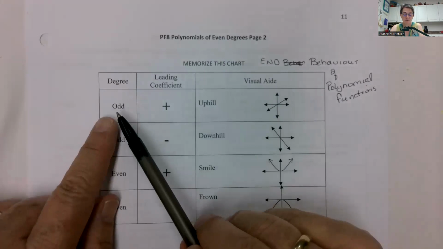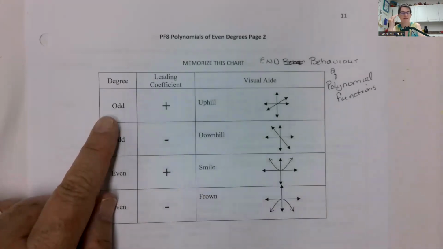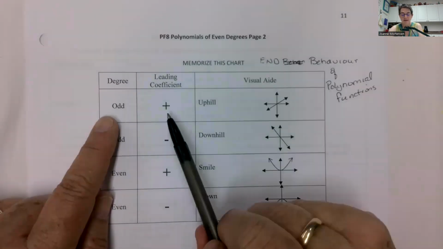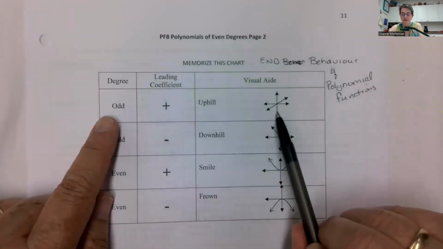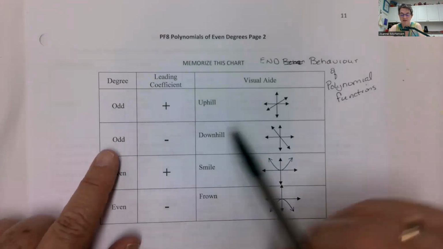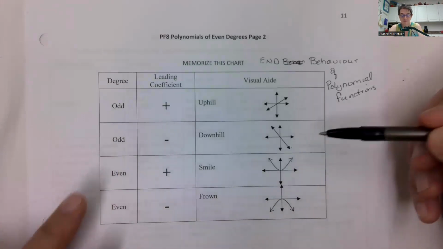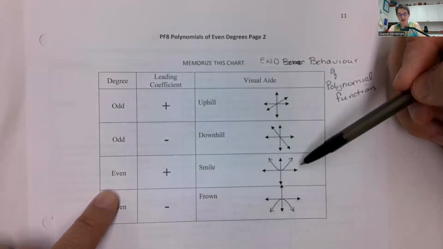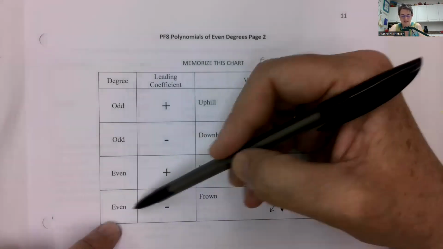So this is how my brain does it. If it's odd, okay, it's going to be a line, either uphill or downhill. And then I look: if it's odd positive, it's uphill. If it's odd negative, it's downhill. If it's even positive, it's a smile. And if it's even negative, it's a frown.